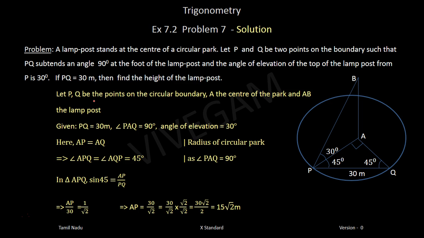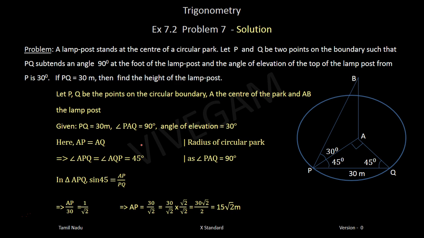Okay, so let P and Q be the points on the circular boundary. A is the center of the park and AB is the lamp post. This is the circular park, and P and Q are the 2 points on the boundary. You join them and you get angle 90 degrees, and this is the angle of elevation 30 degrees from P to the top of the lamp post, and this length PQ is 30 meters. Okay, right, so up to this point you have come.